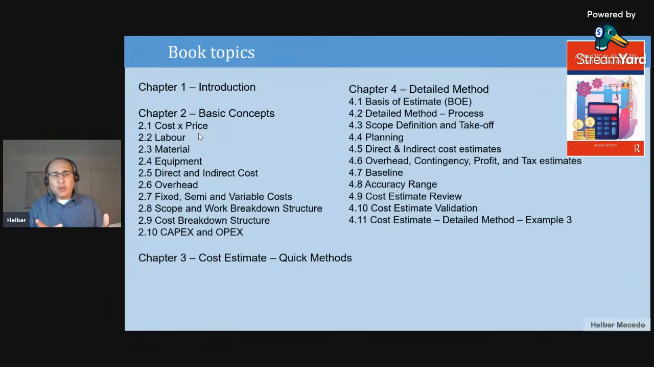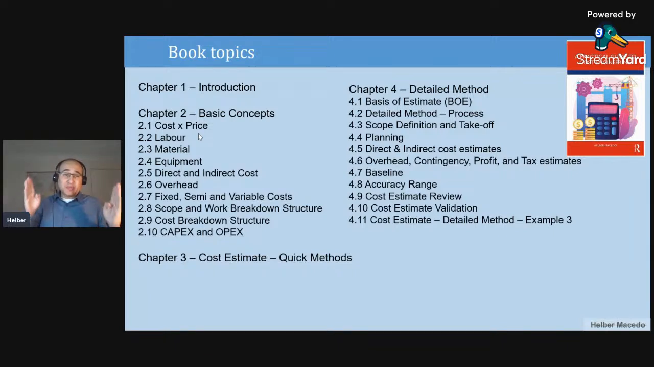We'll talk a bit more about the scope and the takeoff, the planning, so how to calculate the duration of the activities for each activity to build your schedule, the direct and indirect cost. We talk about overhead, contingency, profit, all these things, how to estimate them. Then we finalize, talk about baseline. What should be my view, in my perspective? There could be some different views in the baseline.